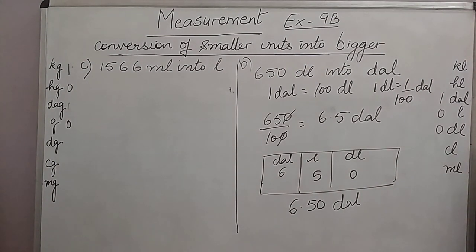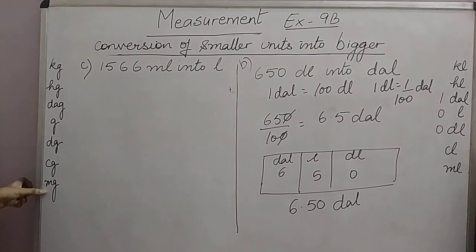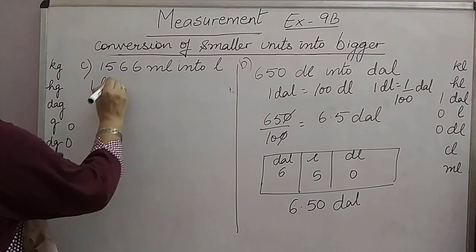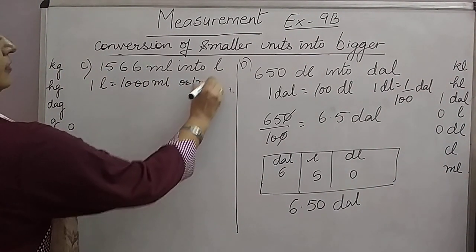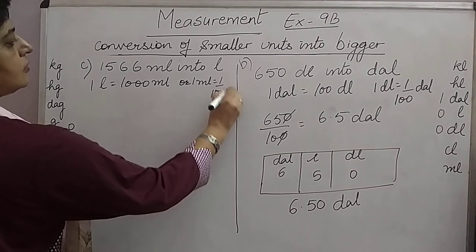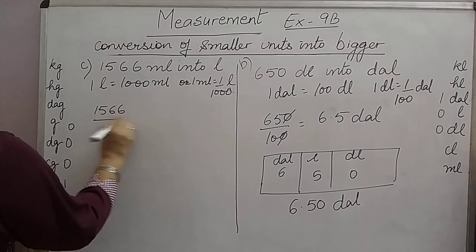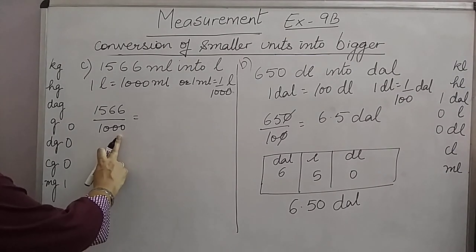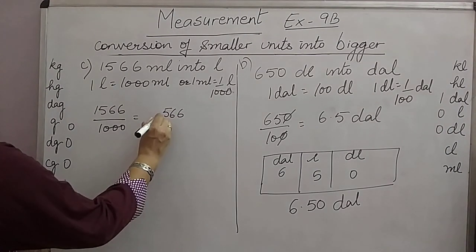So first of all we need to know how many milliliter make 1 liter. We can use this chart as well, assuming that instead of gram there is liter. 1, 2, 3. So 1 liter is equal to 1000 milliliter or 1 milliliter is equal to 1 by 1000 liters. So we divide this by 1000. Decimal will come after 3 digits in the numerator as we have 3 zeros in the denominator. 1, 2, 3, decimal and 1.